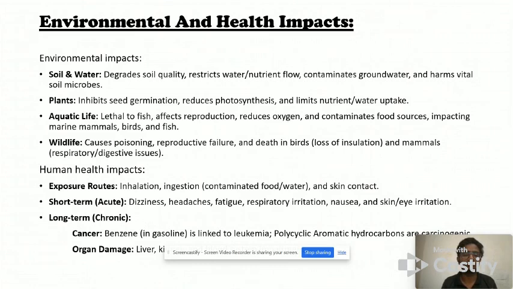Long-term effects include cancer, like benzene in gasoline, which is linked to causing leukemia. Then it also causes some vital organ damage like heart, kidney, and liver failure.